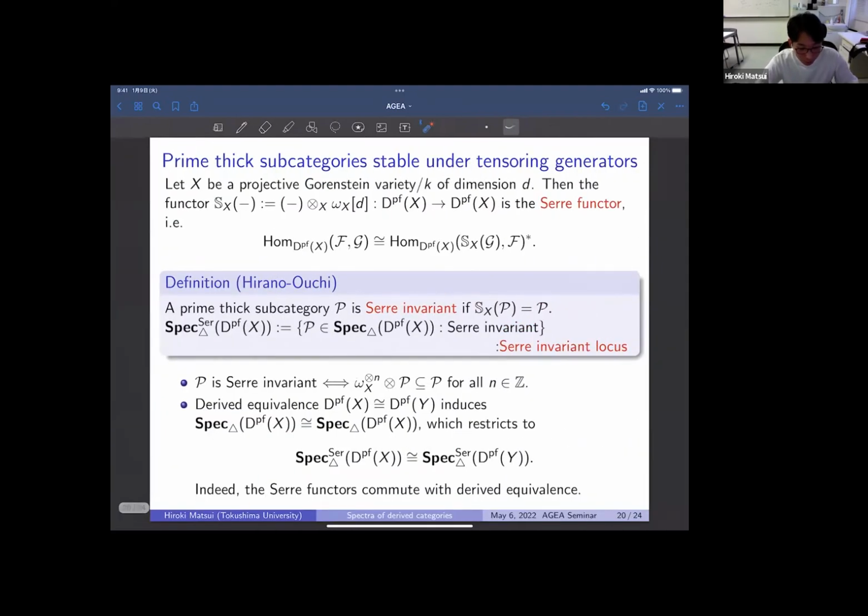Next, we consider a projective Gorenstein variety of dimension d. Then we consider this functor, taking a tensor product with this shift of the canonical sheaf. Then it is known that this functor is the Serre functor. Namely, this functor satisfies this functorial isomorphism. This is a derived version of Serre duality. Using the Serre functor, recently Hirano and Ouchi introduced the notion of Serre invariant prime thick subcategories. We say that a prime thick subcategory P is Serre invariant if it is stable under applying the Serre functor.